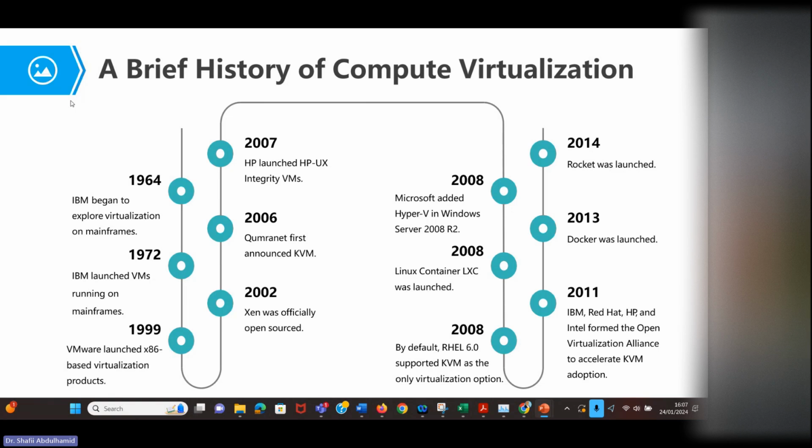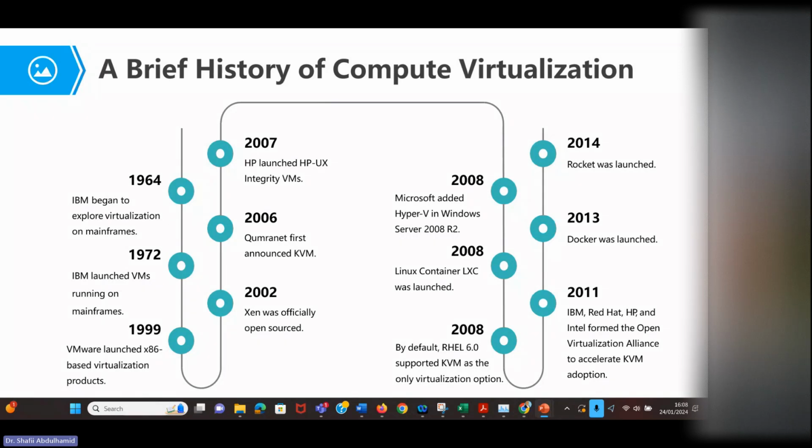How did this start? Visualization, or virtual machine creation, is actually an old idea, started far back in 1964. And this began with IBM, the International Business Machines Company. They began this visualization exploration on mainframe computers far back in 64. And then they launched virtual machines running on mainframe computers in 1972. By 1990, VMware, which is of course one of the popular virtual machine monitors that we also use even now, launched their own version, which runs on x86-based visualization products.